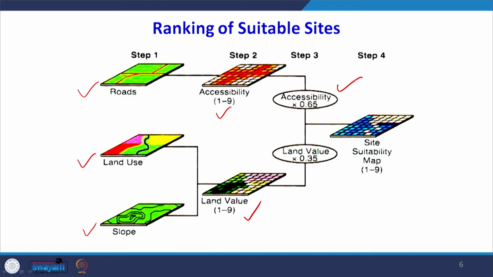Accessibility is given 65% weightage, land value is given 35% weightage, and when you club them together you can get some kind of a site suitability map. So, the weights and the rankings are to be defined by the user on the basis of some experience, on the basis of the previous literature review, and if you use the ranking and the weights method, then one can derive the site suitability map.